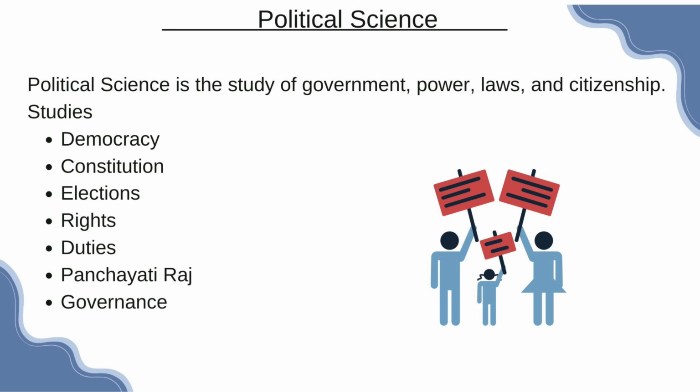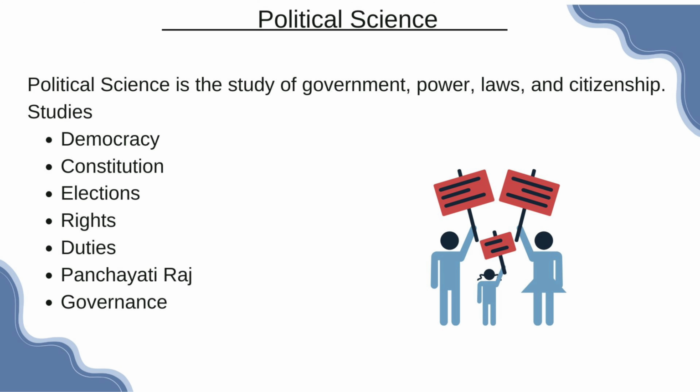The Constitution, India's rule book. Every game has rules. Cricket has rules. Football has rules. Similarly, there are rules for how the government should function. India's most important rule book is called the Constitution of India. It tells us how the government should function, what powers different institutions have, what rights every citizen enjoys, and what responsibilities we all share.